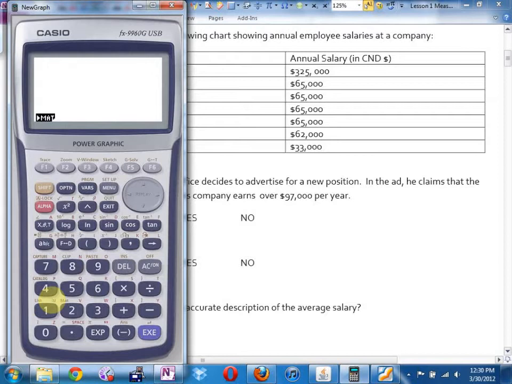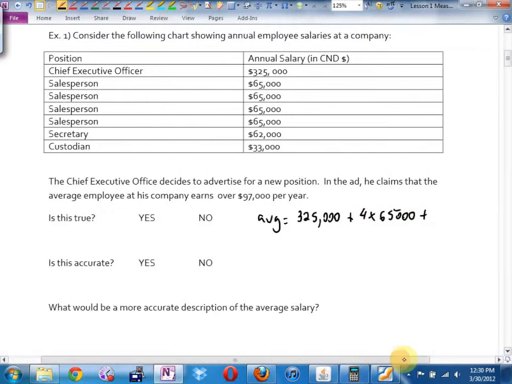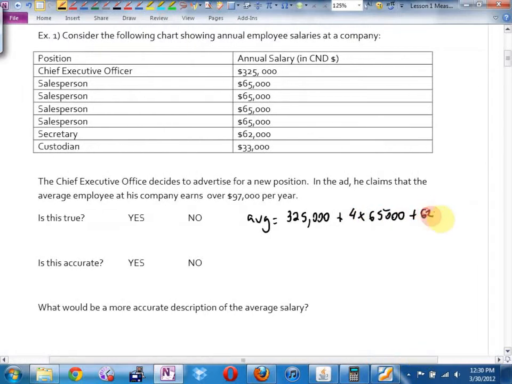And what we're going to do is we're going to add them all up. The average is going to be 325,000 plus, how many 65,000s are there? Okay, so plus 4 of those, plus 162,000, plus 133,000, and divide by how many there are grand total. 1, 2, 3, 4, 5, 6, 7.